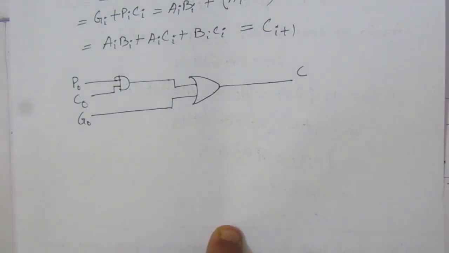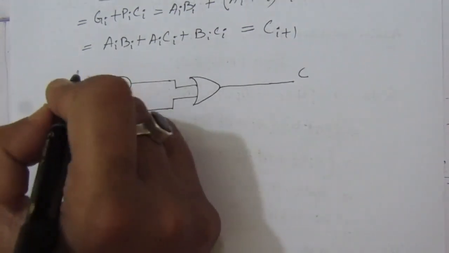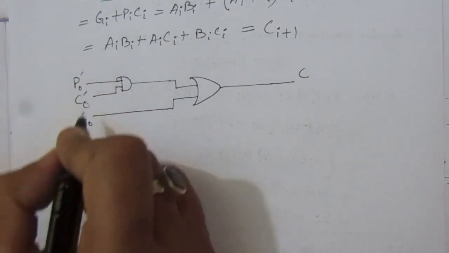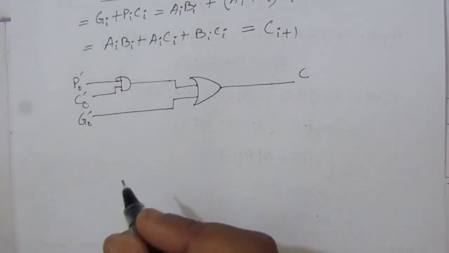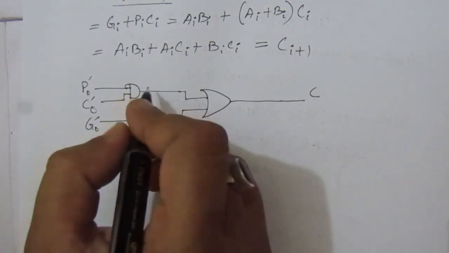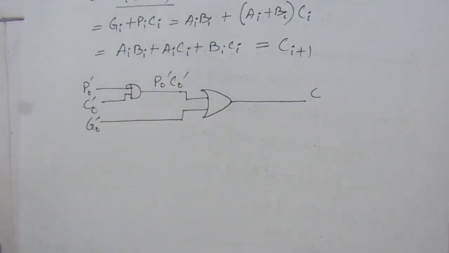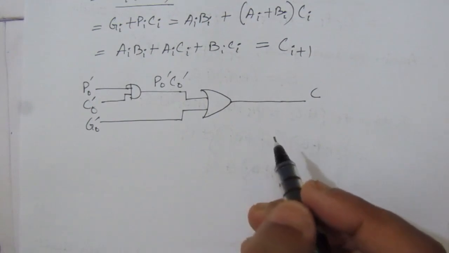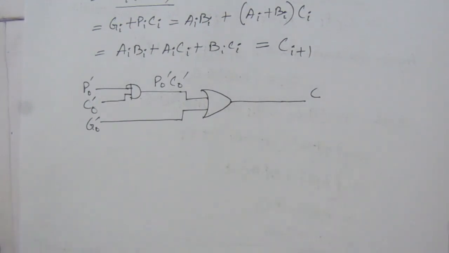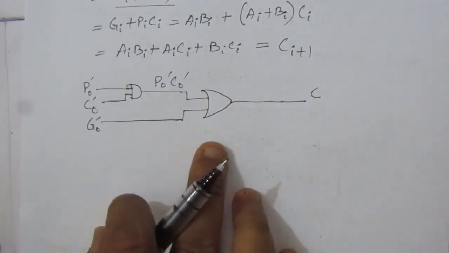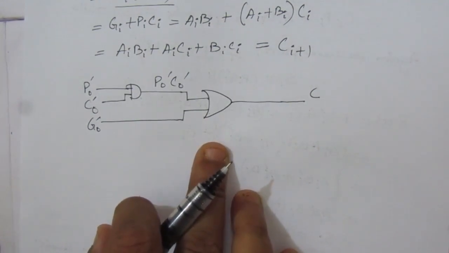In the question, we are given that we have the complemented inputs. That is, we have P0 bar, C0 bar, and G0 bar. These are the three inputs. So after this AND gate, we'll have P0 bar, C0 bar. Now, this circuit can be expressed in terms of an AND-OR-INVERT expression. So we have to make this circuit an AND-OR-INVERT form.